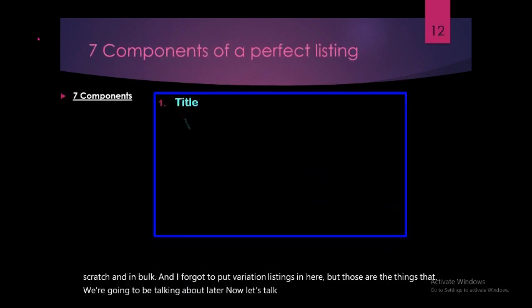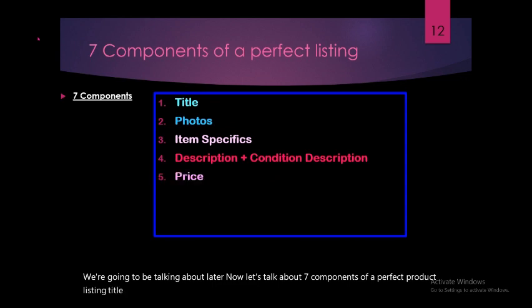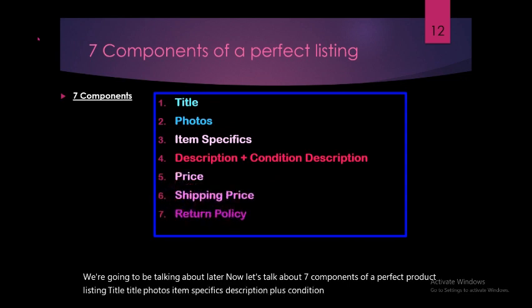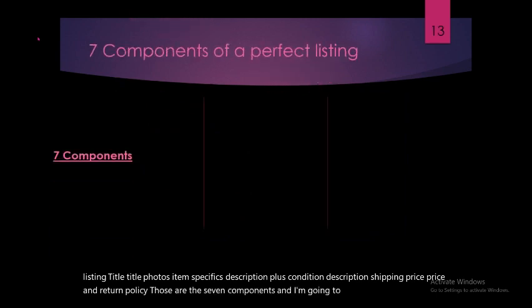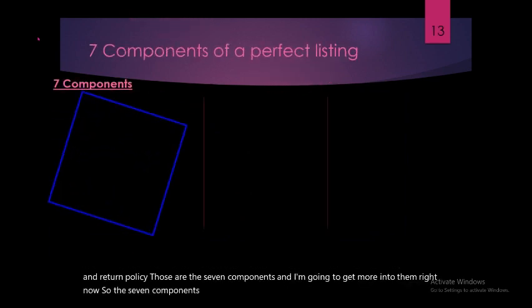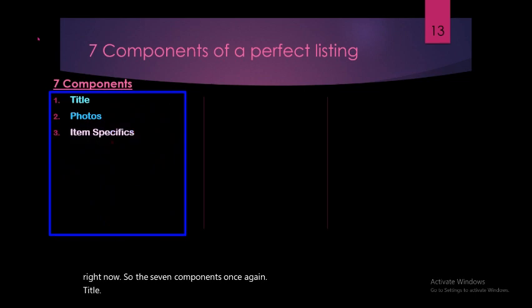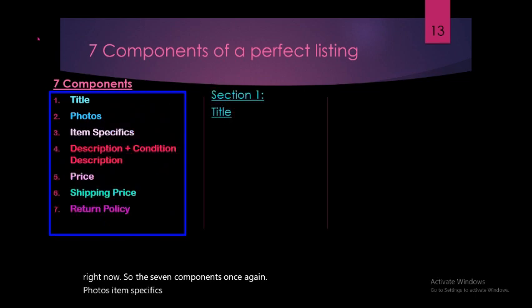Now let's talk about the 7 components of a perfect product listing: title, photos, item specifics, description plus condition description, shipping, price, and return policy. Those are the 7 components, and I'm going to get more into them right now. Once again: title, photos, item specifics, condition description, price, shipping price, and return policy.